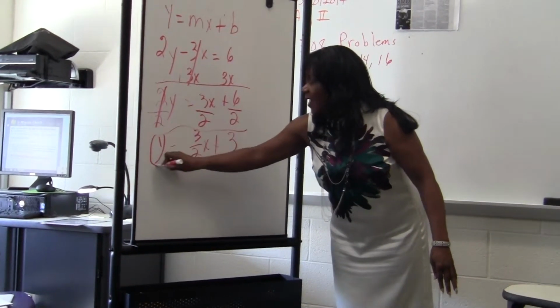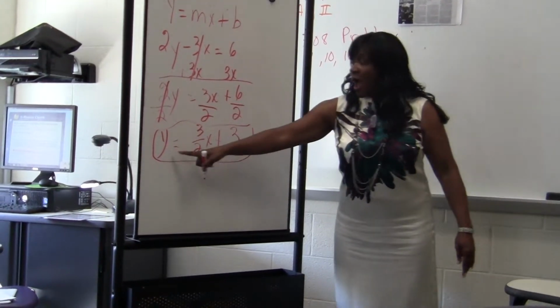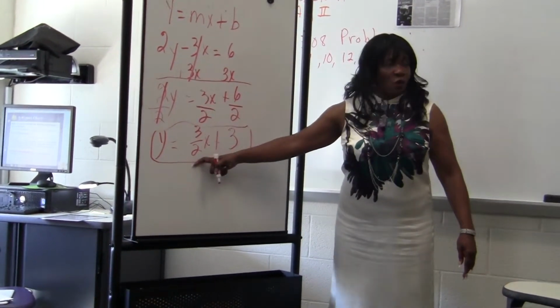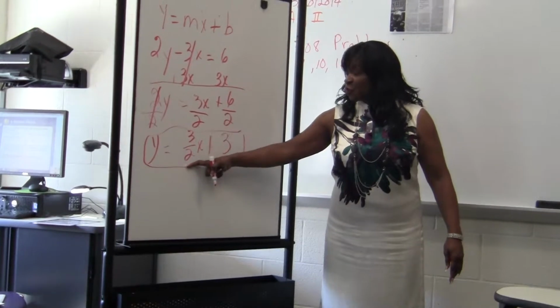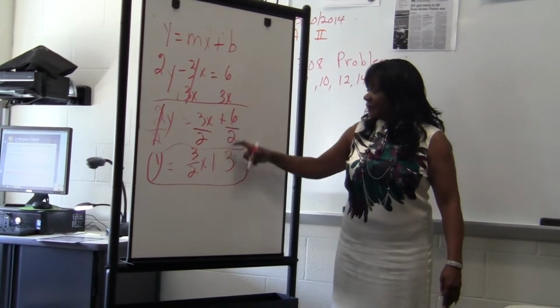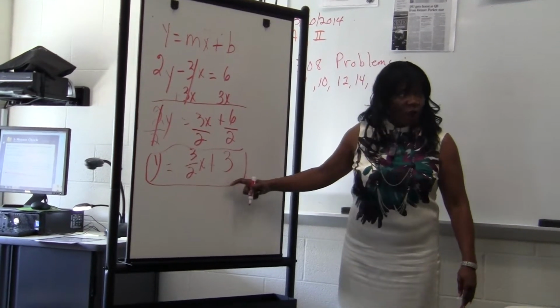Now, let's box our answer. Is the y where it needs to be? Yes, ma'am. Is the equal sign where it needs to be? Yes, ma'am. What's my slope? 3 over 2, which is 3 halves. Where's my y-intercept? 3. It's right where it needs to be.